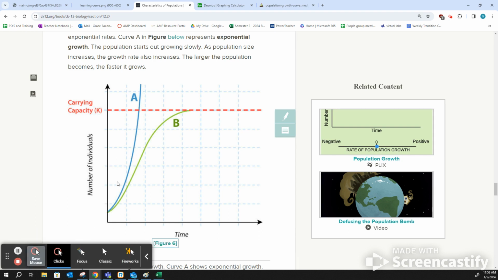I'm not sure if my mouse is still showing up. Hopefully it is. I can't see it. Oh, there we go. Okay. So it's just growing and growing.